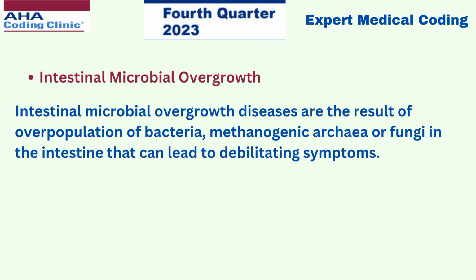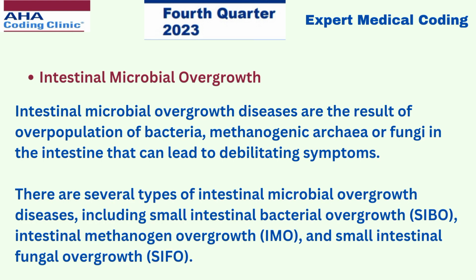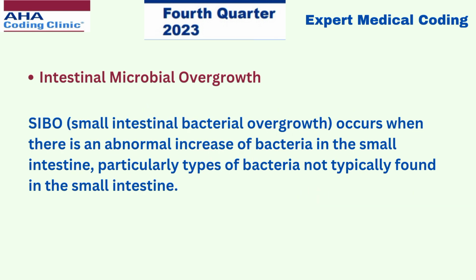Intestinal microbial overgrowth diseases are the result of overpopulation of bacteria, methanogenic archaea or fungi in the intestine that can lead to debilitating symptoms. There are several types of intestinal microbial overgrowth diseases, including small intestinal bacterial overgrowth, SIBO, intestinal methanogen overgrowth, IMO, and small intestinal fungal overgrowth, SIFO.